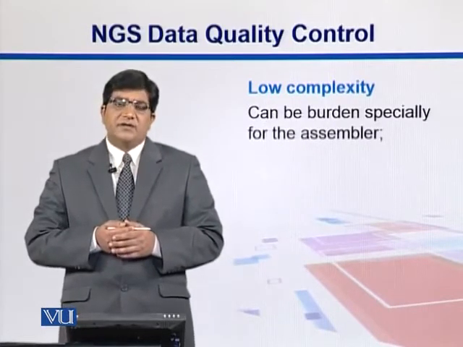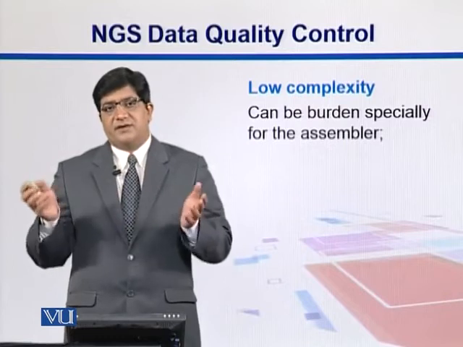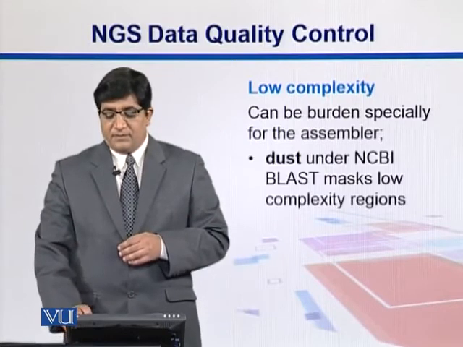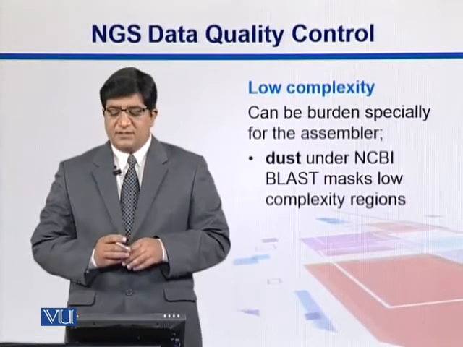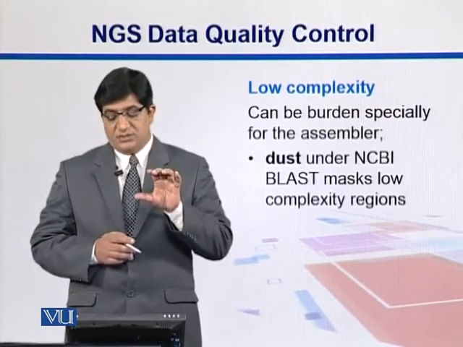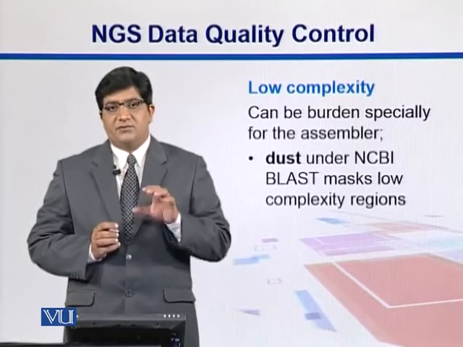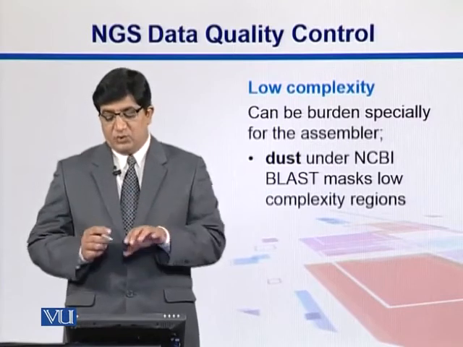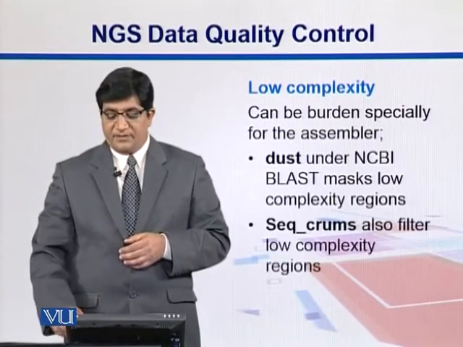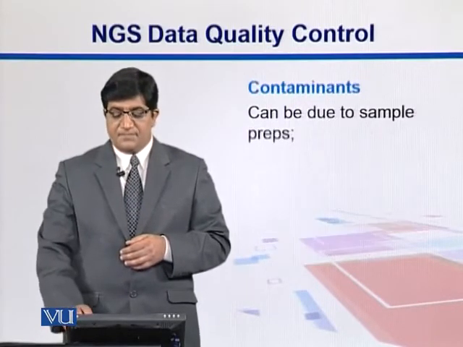Low complexity regions are where sequencers are indecisive, so these regions can have some issues. A large number of N's does not mean anything, so that can create issues for the assemblers. There is a software called DUST under NCBI, within BLAST, that can mask those low complexity regions. Whenever you are running BLAST under NCBI, it gives you the option where you can mask those low complexity regions, so they will not be used in the alignments. There is another software, Cross_match, that also filters these low complexity regions.